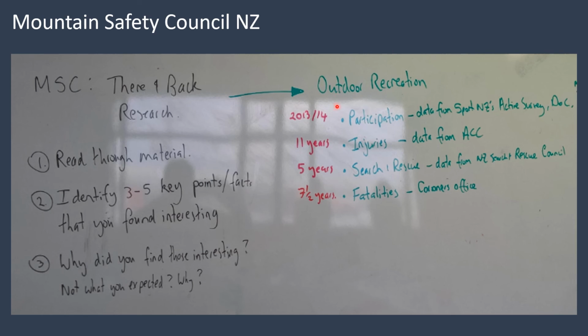Now the data that they gathered for the There and Back research came from a whole variety of sources. So it came from a participation survey through Sport NZ, primarily 11 years of injury data from outdoor recreation activities, or the 5 that they studied, from ACC, 5 years of search and rescue data, and then fatalities, so looking at coroner's reports, the coroner's office over the last 7.5 years around fatalities with those five different sections.